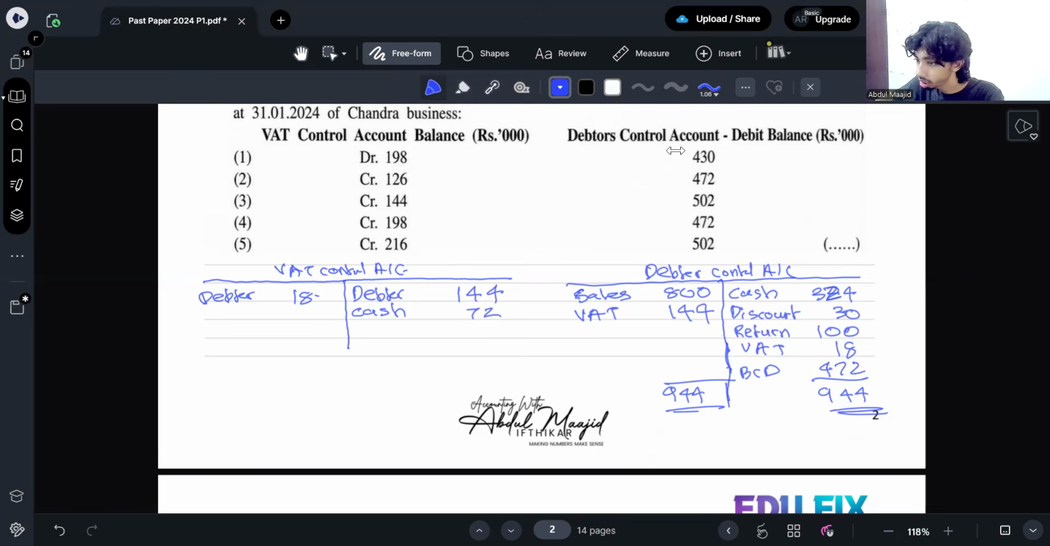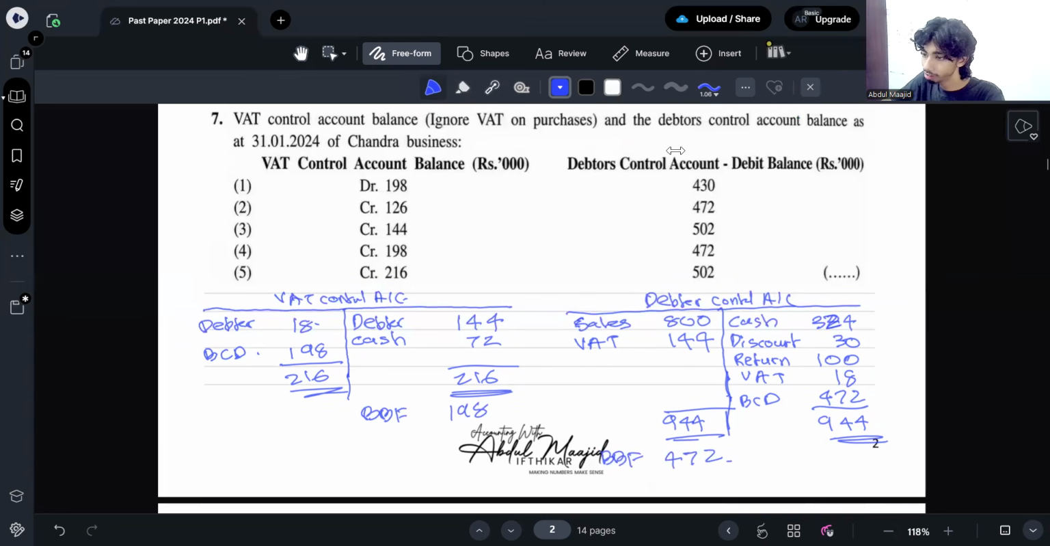So BCD will be 472. All right. Then the VAT account: 144 plus 72, 216. 216 minus 18, that is 198 BCD. So if the BCD is on the debit side, the BBF will be on the credit side. Here BBF will be on the debit side. Okay. So the VAT control account balance is a credit balance of 198, debtor control account debit balance of 472. That is answer number 4.